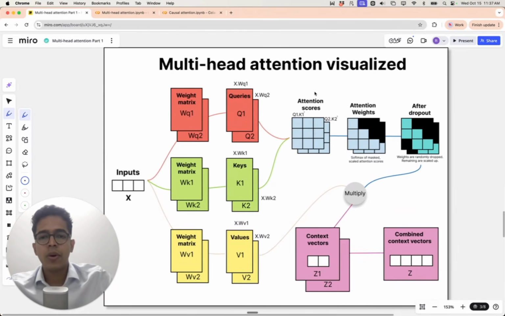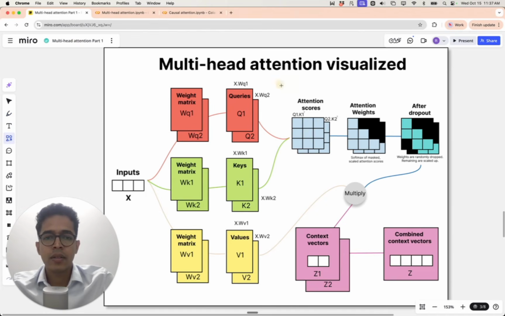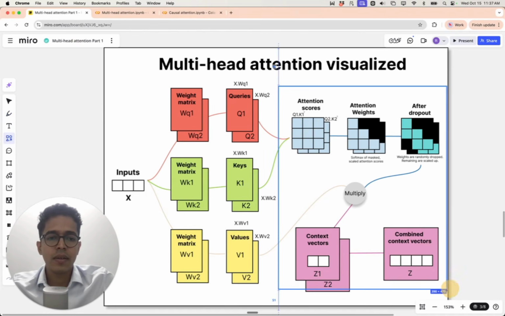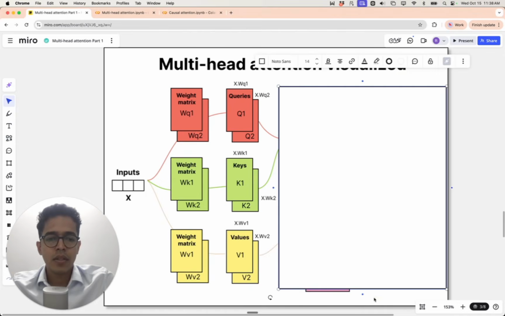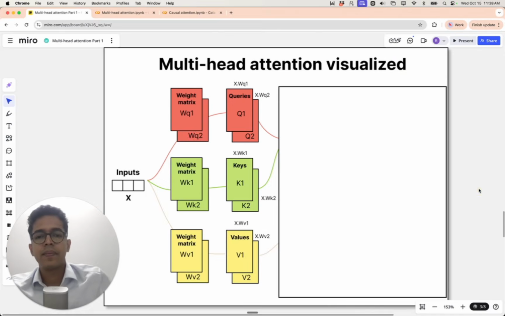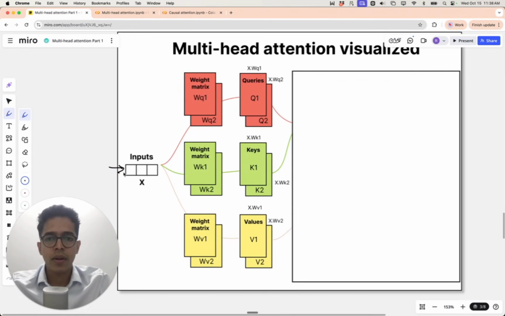I don't want you to focus on the right hand side yet. So I'm going to draw a rectangle so that this part is kind of masked. So just ignore this part. Just focus on the left hand side. You have your input embeddings. So this is one vector of 3 dimensions. Like that, you will have, let's say, 6 vectors in the input. So those are 6 input tokens.